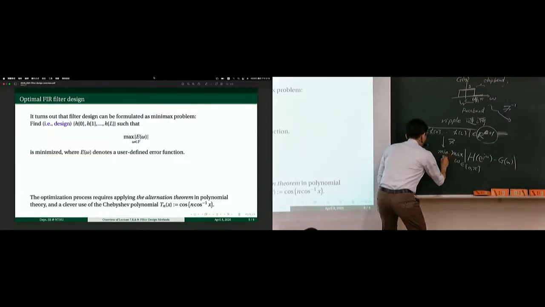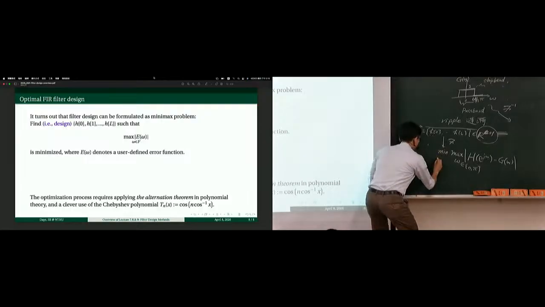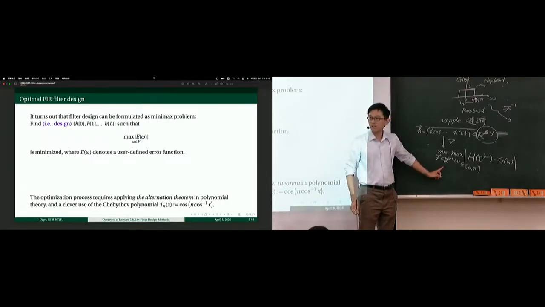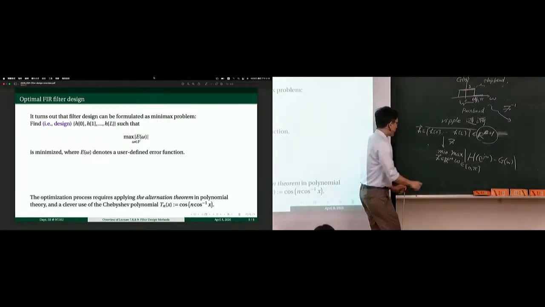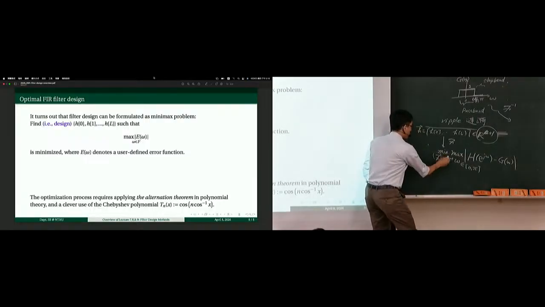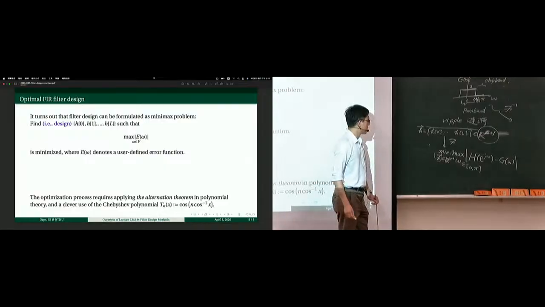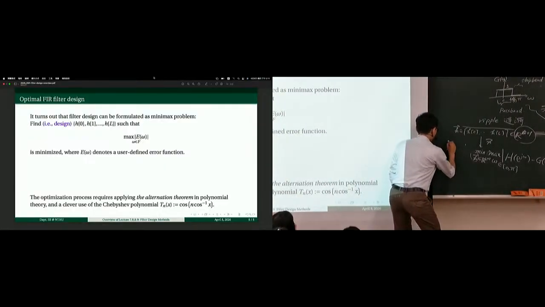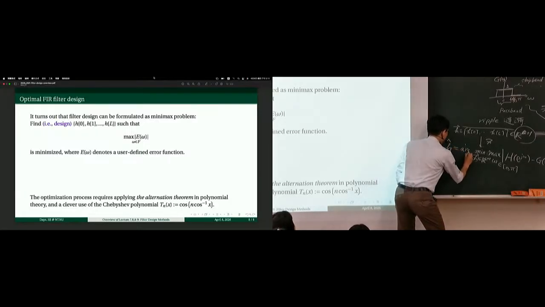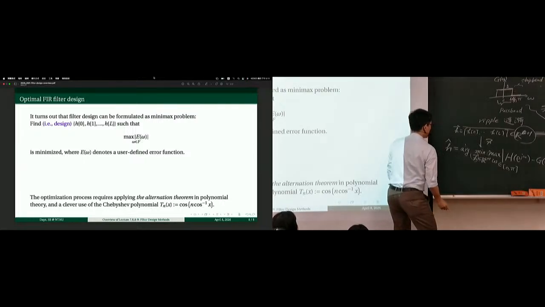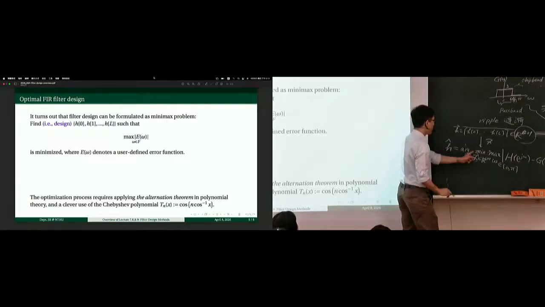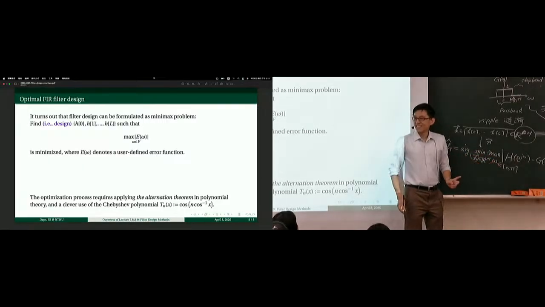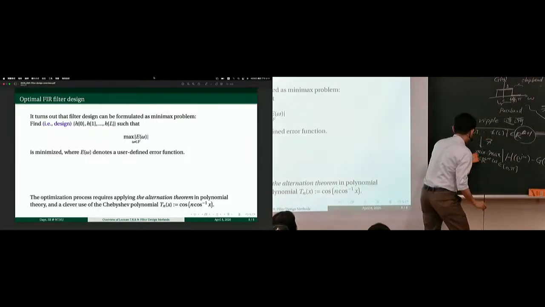So what we need to do now is search all possible H vectors within the L+1 dimensional space. Find the vector which minimizes the maximum error. And then your design is the argument which minimizes the maximum error. The argument, I actually put it the wrong way.